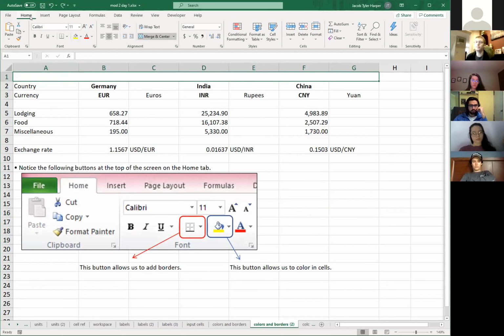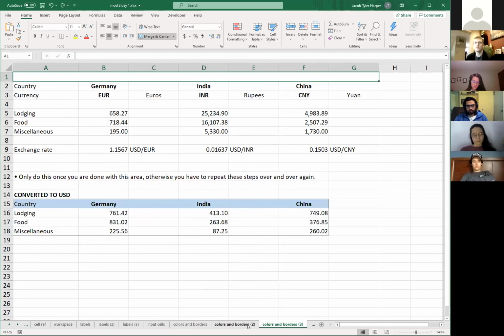Well, on the top ribbon of Excel, there's a whole bunch of tabs. It usually starts on this one called the Home tab. And on the Home tab, there's these 2 buttons here that I've sort of zoomed in on that are really useful when you're trying to organize your work. And this one on the left allows us to throw borders around stuff, and this one on the right allows us to color in some stuff. And that, if we utilize them, allows us to do things like this.